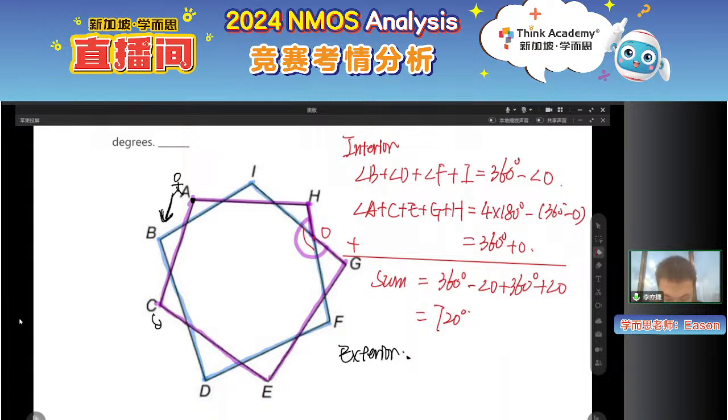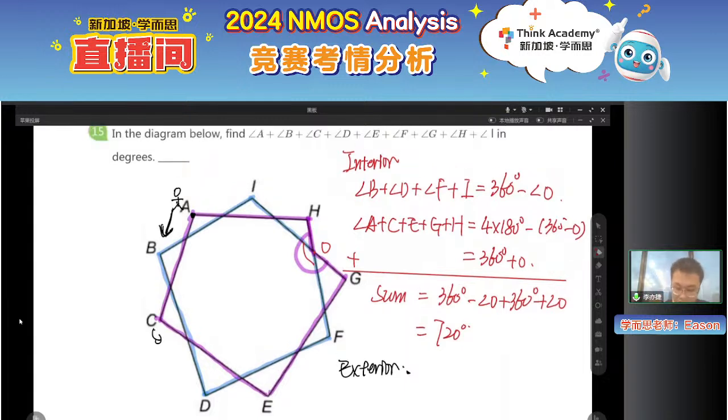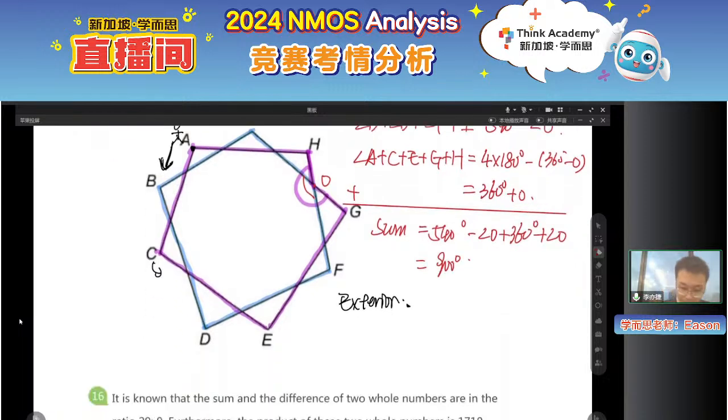Which one is 5-sided? Oh yeah, you may be correct. So this is 5-sided, so this is a 540. Yeah, makes sense. This is 540. So now this is 540. Yeah, so the answer is 900, yes. Yeah, correct. I counted wrongly.